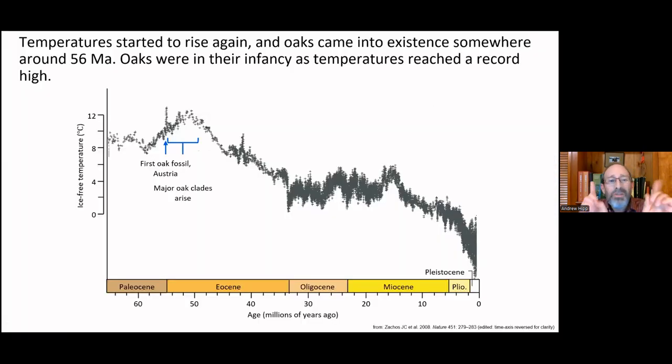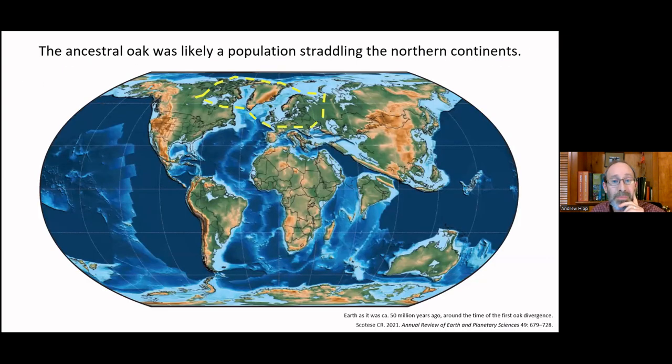So oaks evolved at about 56 million years ago into this tropical world. Temperatures were rising, and oaks were in their infancy as temperatures reached a record high, about 12 degrees above what our global temperature is right now. And they were evolving far in the north. Our earliest oak fossils are in the northern portions of the temperate zone. It seems very likely that the ancestral oak was a population straddling the northern continents.